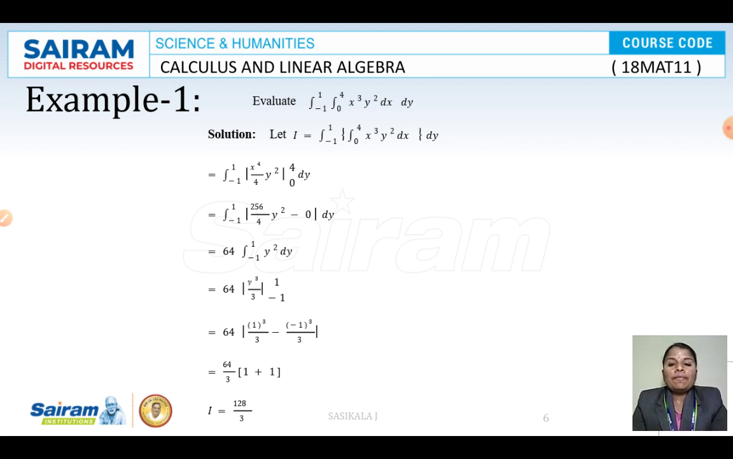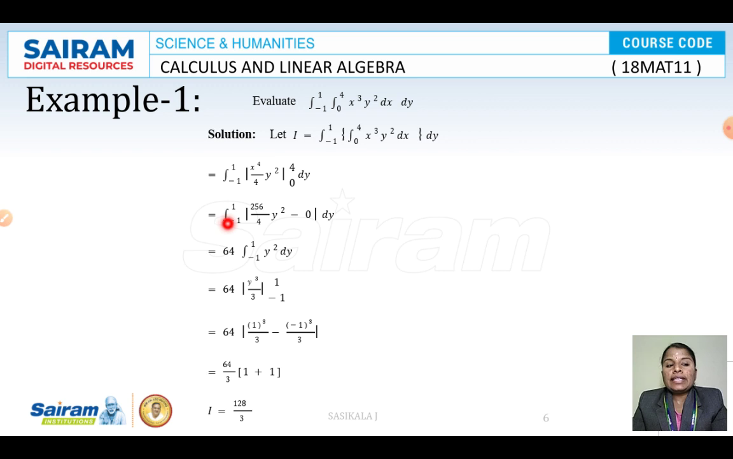Now example 1: evaluate integration minus 1 to 1 and integration 0 to 4 of x cube y square dx dy. Given I is equal to the integral, both limits are constant, so I can choose any order for any variable. First I can choose with respect to x, then with respect to y. So integration minus 1 to 1 of x cube is x power 4 by 4 into y squared, with the limit 0 to 4, dy.